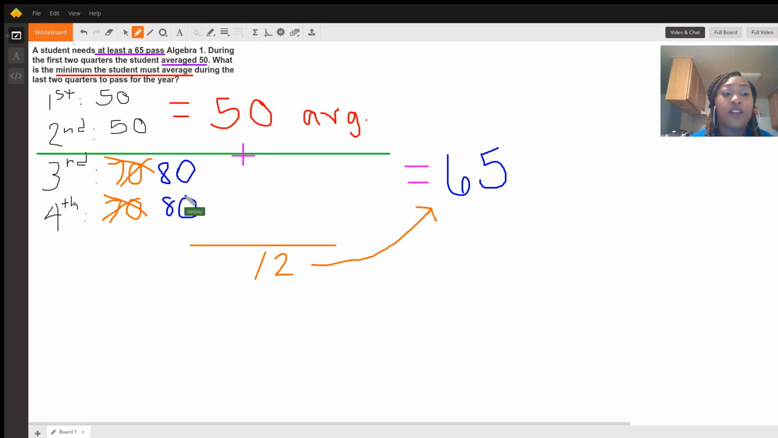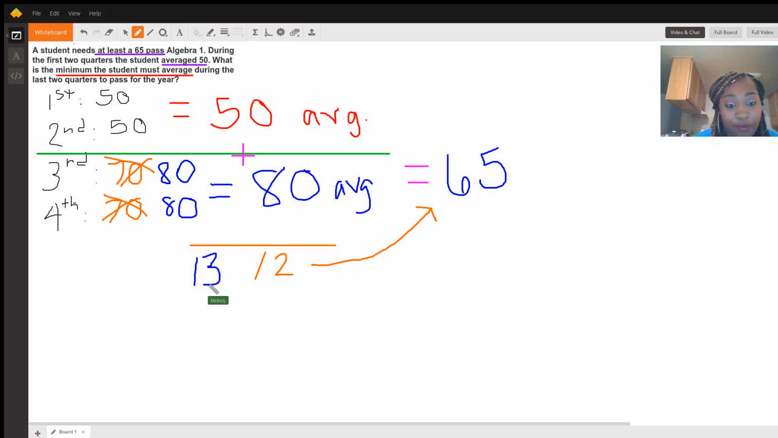All right, so now you know if you have 80 in both the third and fourth terms or quarters, you will average out to have an 80. So now you can see that I have these two numbers separated by a plus sign, and I separated them by quarters. So if you were to add 50 and 80, you will end up with 130.